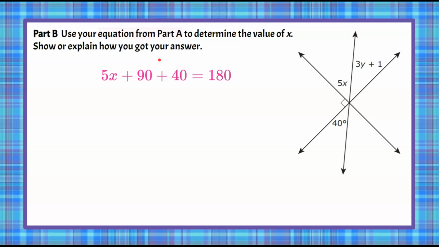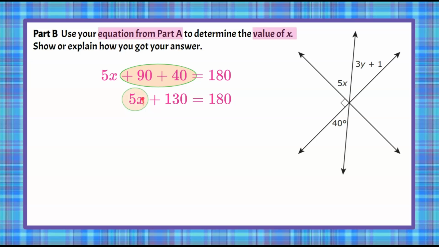Welcome back. So once again, we're going to use this equation from part A, and we're going to solve for x. So I see my x term over here, but I have 2 like terms. These are 2 like constant terms. So before I can solve for x, I need to combine these like terms. So 90 plus 40 is 130. So 5x plus 130 equals 180 is an equivalent equation to this first one we wrote.